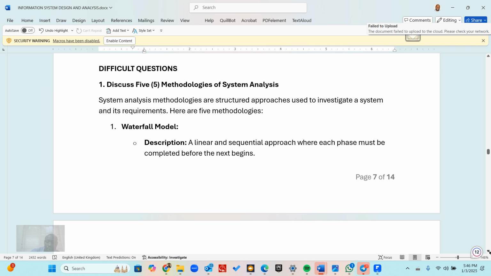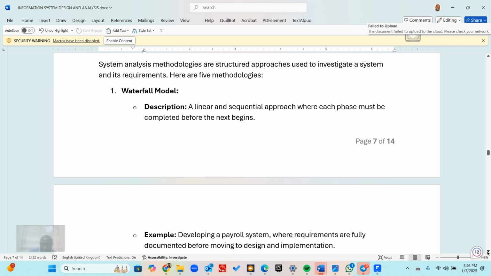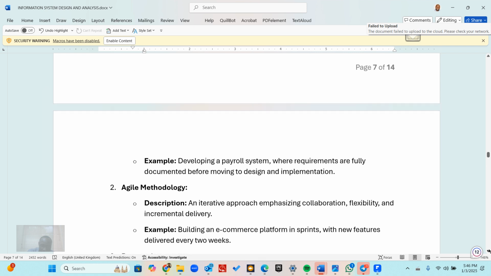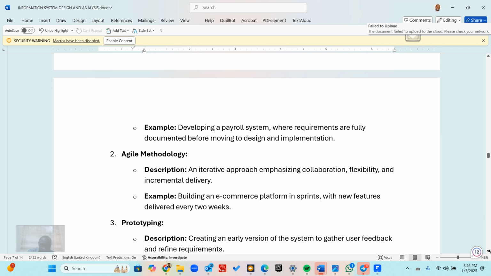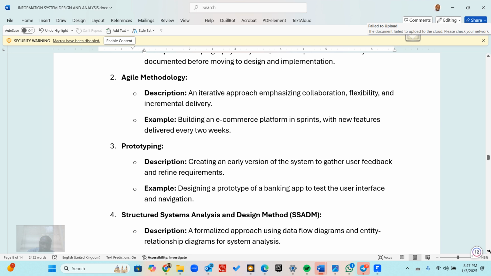So moving further, we'll talk about waterfall model, a linear and sequential approach where each phase must be completed before the next phase begins. That's waterfall model. Example, developing payroll system where requirements are fully documented before moving to design and implementation. That's a waterfall model.